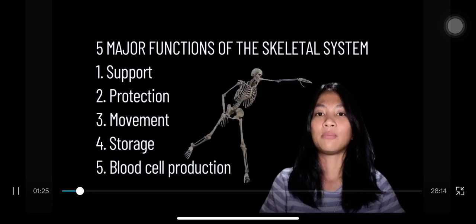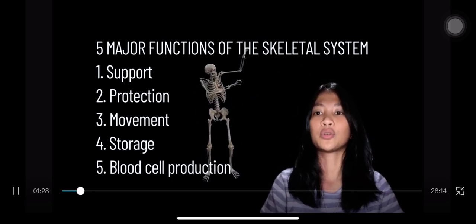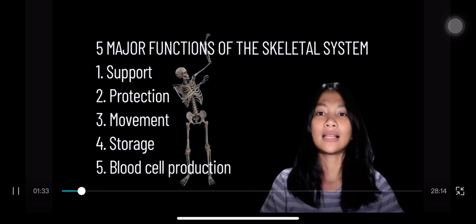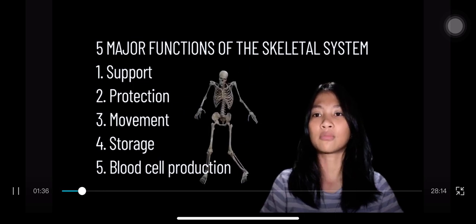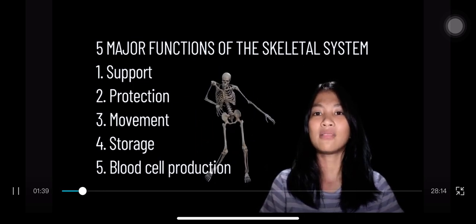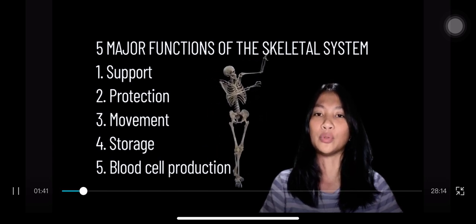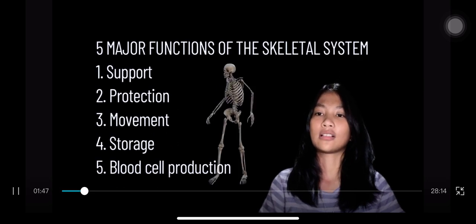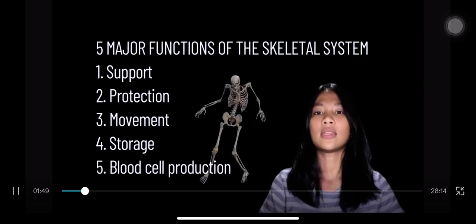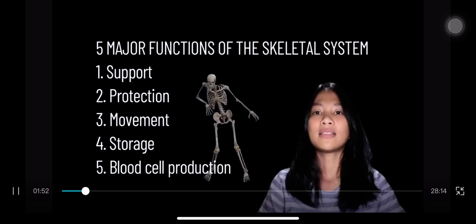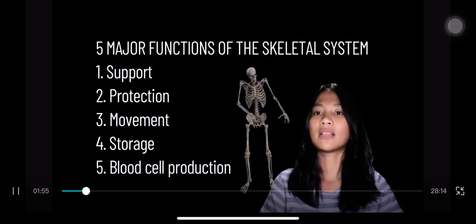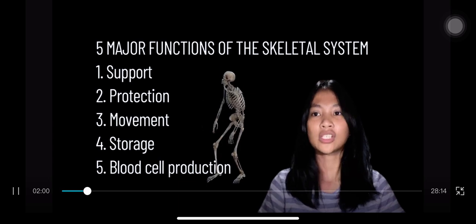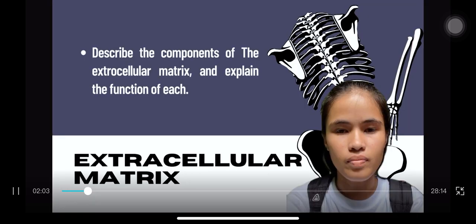Second, protection. The bones of your skull protect your brain, and your ribs protect your lungs and heart from injury. Third, movement. The skeletal system provides points of attachment for muscles. Your legs and arms move when the muscles pull on the bones. Fourth, storage. Bones store minerals such as calcium and phosphorus for use by the body. Fifth, blood cell production. Red and white blood cells are formed by tissue called marrow, which is in the center of the bone.